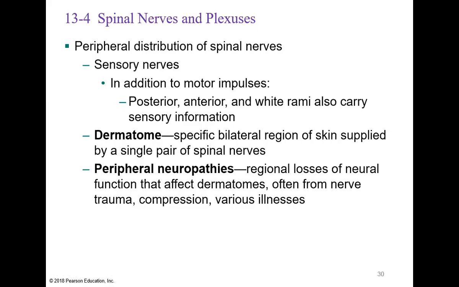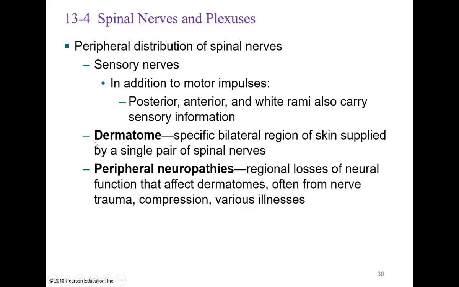When we look at the peripheral distribution of these spinal nerves, remember we're having sensory and motor innervation. We've already drawn the posterior and the anterior rami on your picture. And I told you guys we're going to talk about the white rami later on. Whenever we get into the autonomic nervous system, then you're going to hear me start talking about the white rami and the gray rami. So that's coming later on. But what I want you to see on this slide right here is this new term, dermatome.